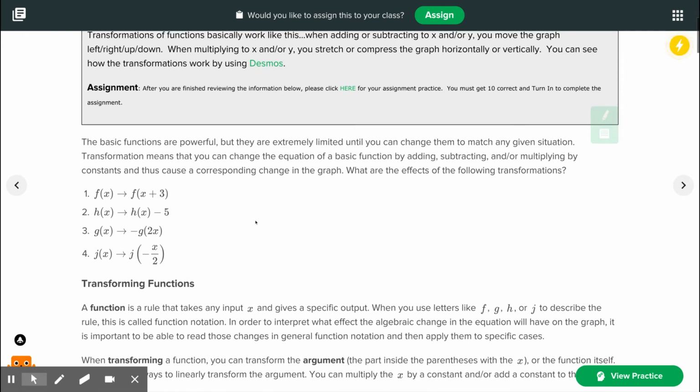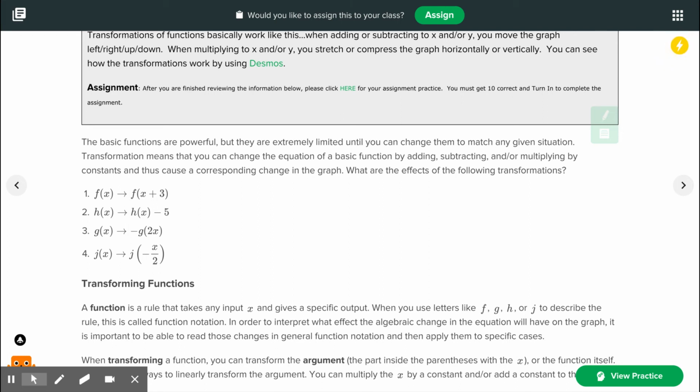So, transformation of functions. You can see here are some examples, and the notation that is used sometimes is a little bit weird, but this would be an example of adding 3 to the function, adding 3 to the x variable, and then this would be an example of subtracting 5 to the y, or in other words, to the whole function. Here we are actually multiplying by a -1 to the whole function, but we're also multiplying by 2 to the x variable. And here we are multiplying by a -1/2 to the x variable.